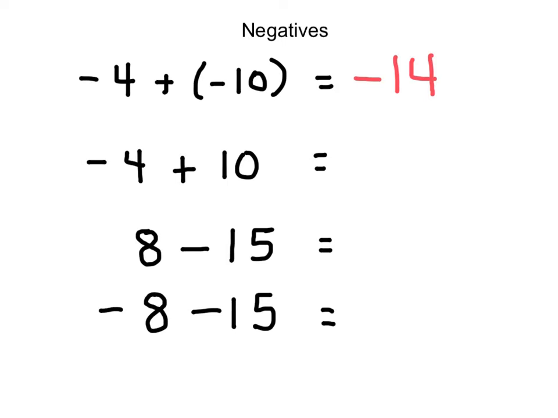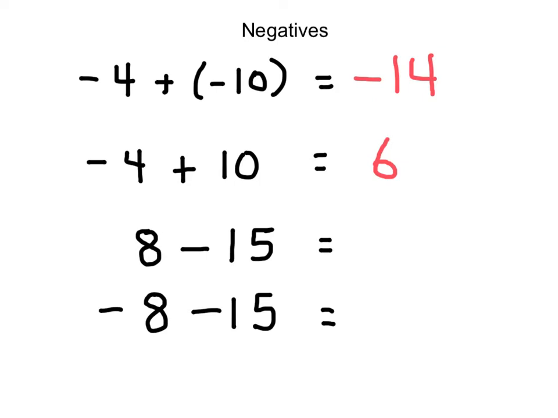The next one, these signs are different. So different signs, subtract. 10 minus 4 is 6. Keep the sign of the bigger number, then you'll be exact. The bigger number is the positive 10, so our answer will be positive 6.